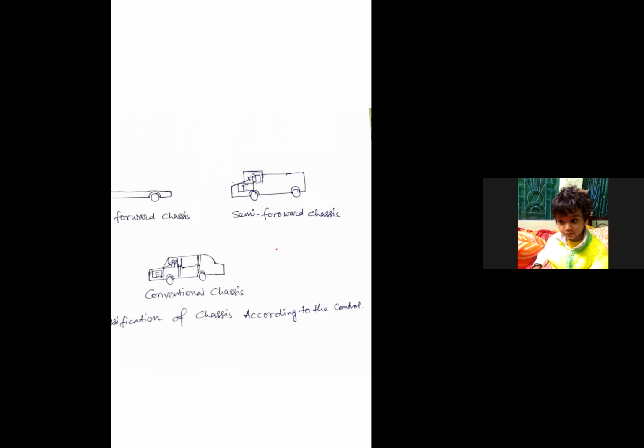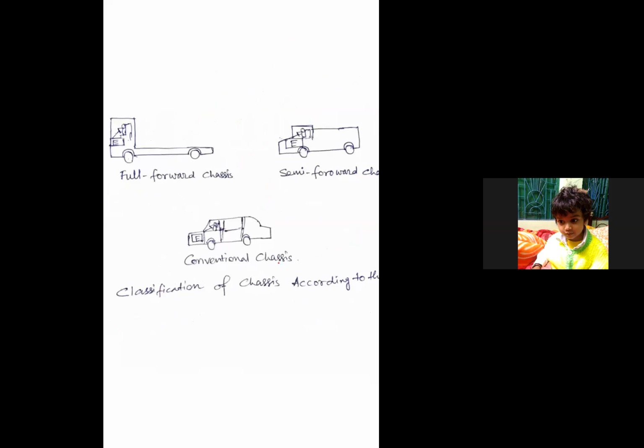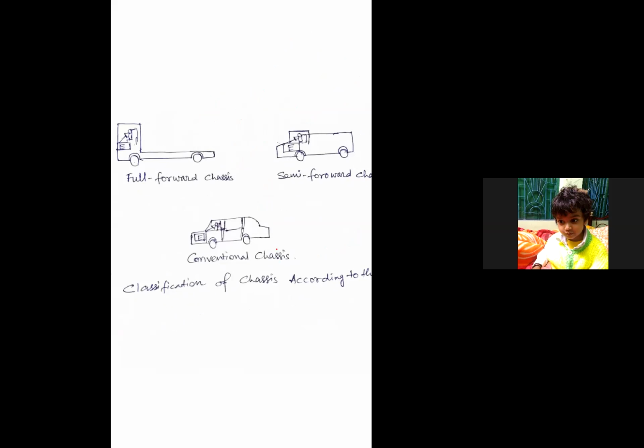Now, the conventional type of chassis. In the conventional type of chassis, this is the driver's cabin. The engine is totally located outside the driver's cabin. Such kind of chassis is known as the conventional type of chassis.